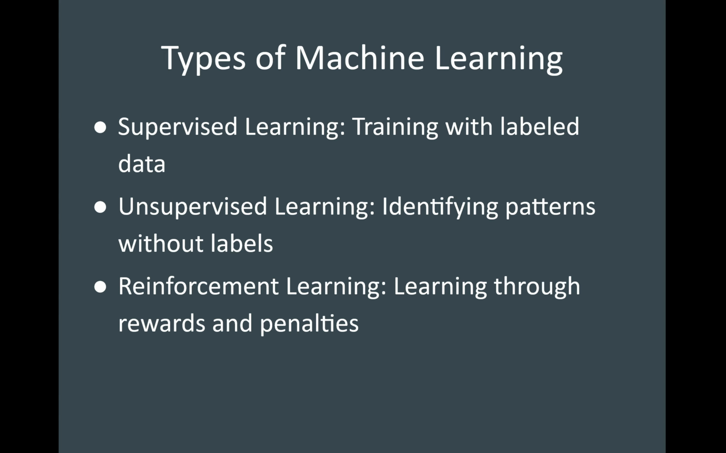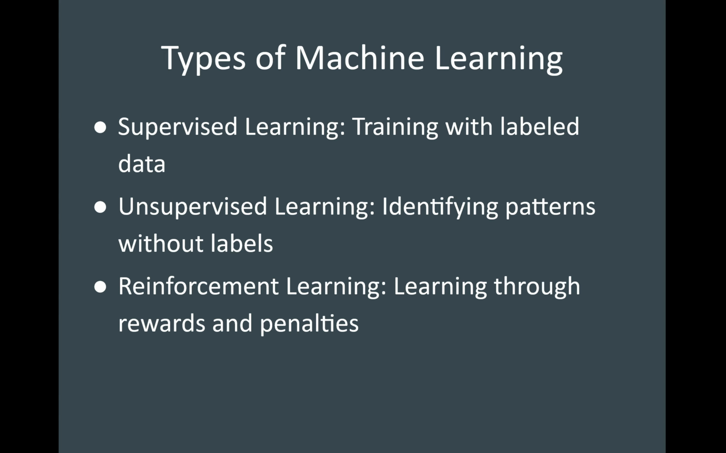neural networks. If we talk about unsupervised learning, it deals with unlabeled data. The algorithm tries to identify patterns and structures in the data without a predefined output. If we talk about customer segmentation, anomaly detection, recommendation systems, these are the examples, and common algorithms are k-means clustering, hierarchical clustering, principal component analysis, PCA.